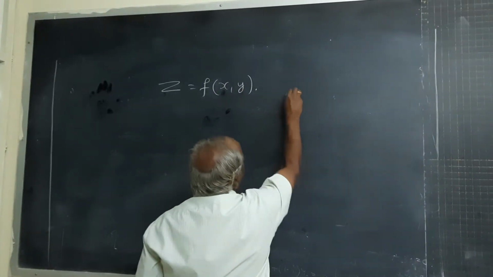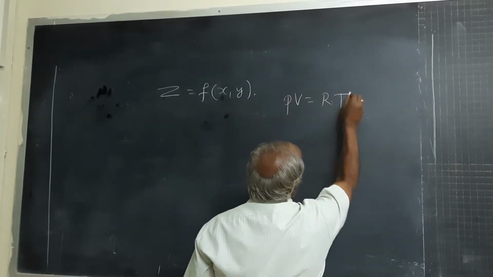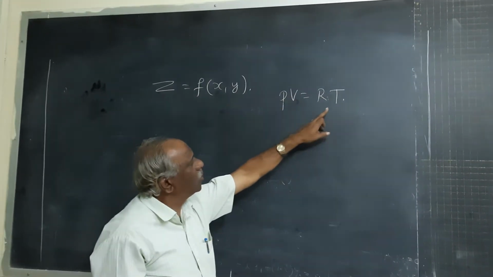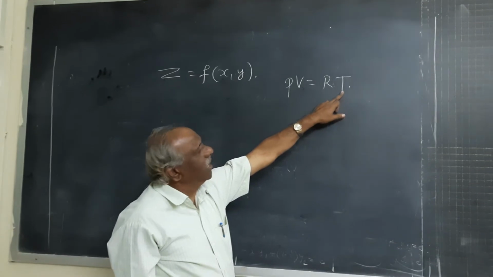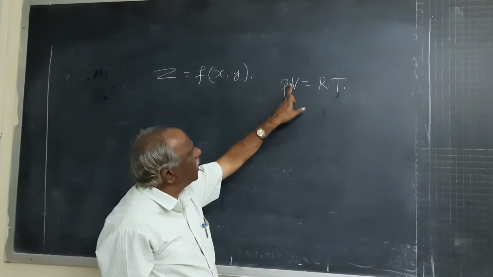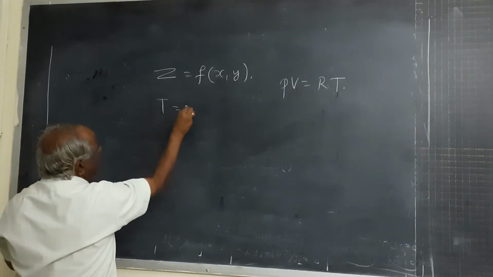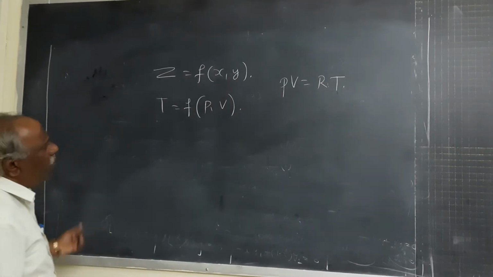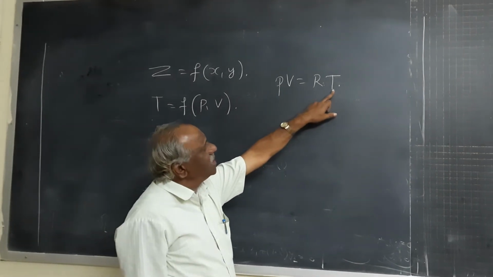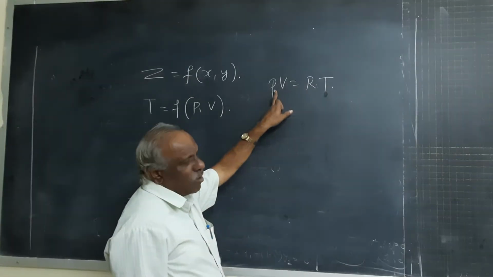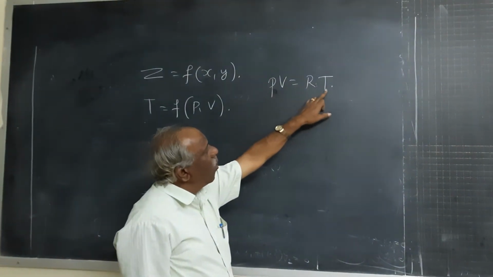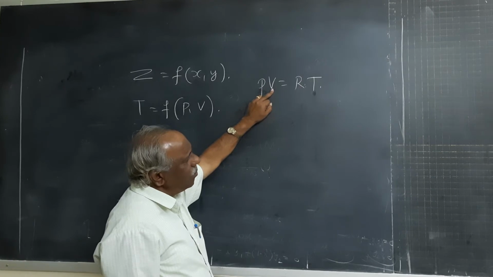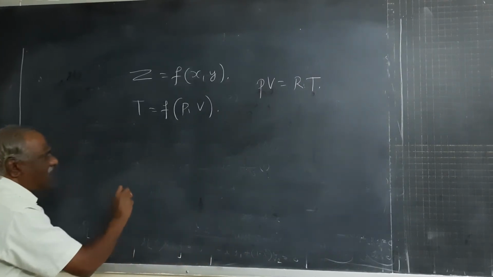For example, if I consider PV is equal to RT, T is the temperature, P is pressure, V is volume. So that means temperature T depends on pressure and volume, so I can write T is a function of P, V. Now I want to know how exactly temperature is varying with respect to change in pressure when I keep V constant. I want to write that sentence.